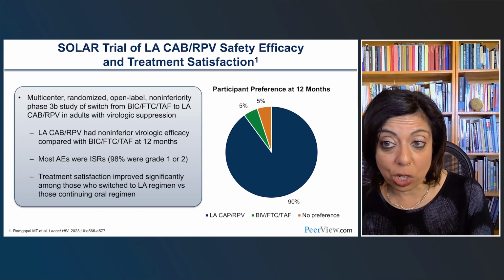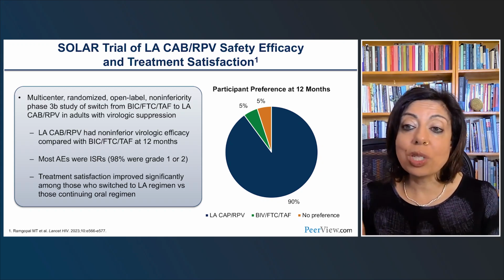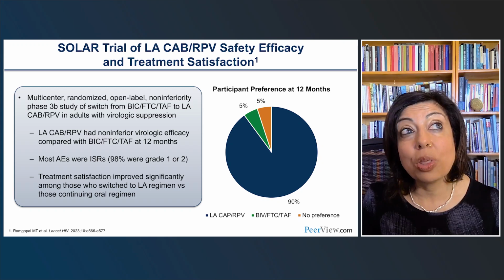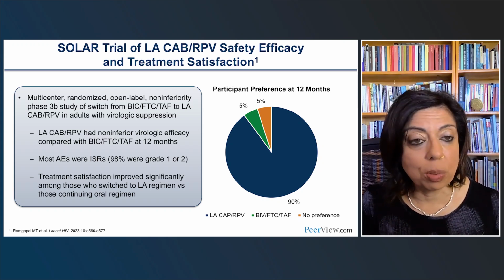And what's an adherence challenge population? Of course, it's those who use substances. And all of those studies had included patients who use substances in the study design. So I think we have to be shifting our thinking about long-acting ART in those who use substances.